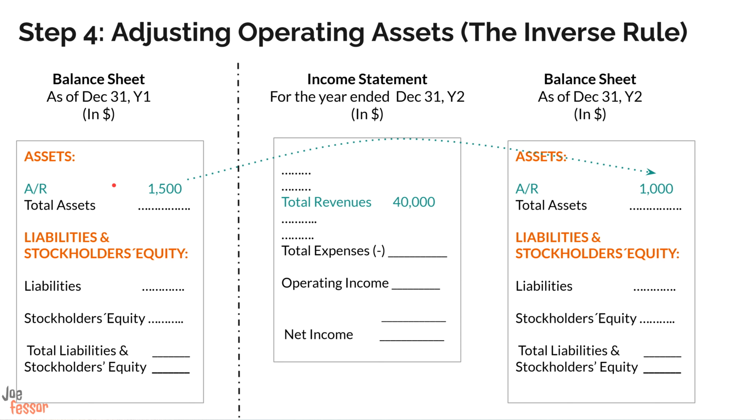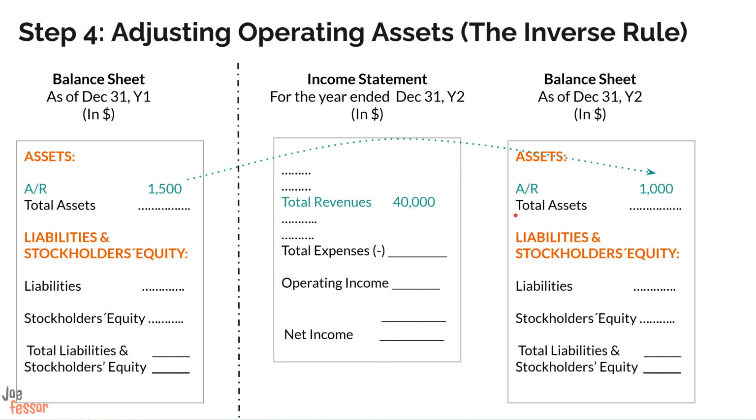This is the logic behind the inverse adjustment. Imagine our accounts receivable started the year at $1,500 and ended at $1,000. Our income statement reported $40,000 in sales revenue. Our accounts receivable decreased by $500. Now ask yourself, if accounts receivable went down, did we collect more or less cash than the revenue we reported?